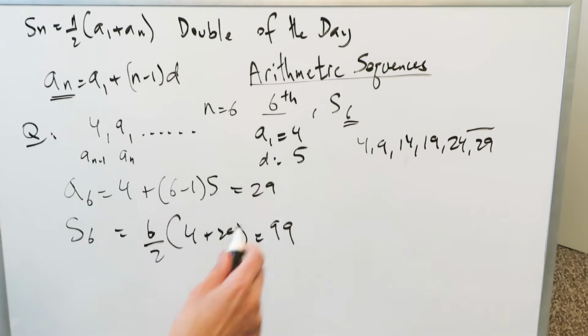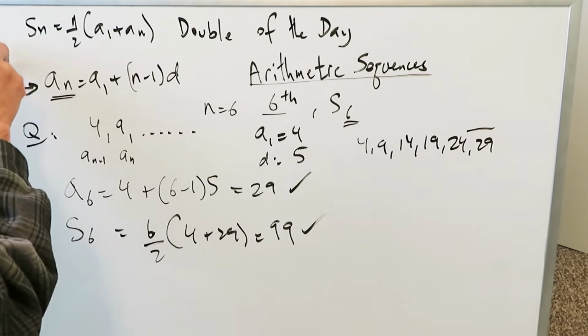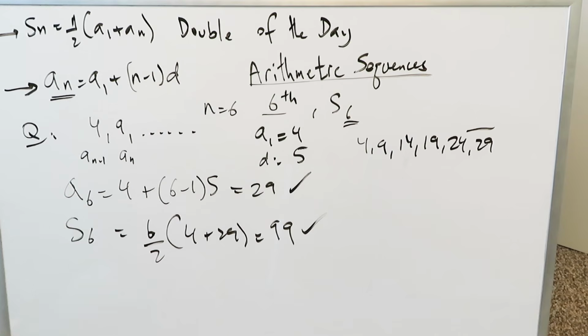So we know that these formulas are good, and you should be confident in them. The formula for the nth term and the formula for the sum of an arithmetic sequence are right.